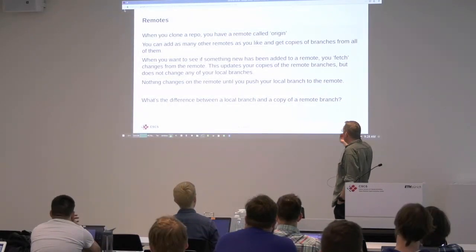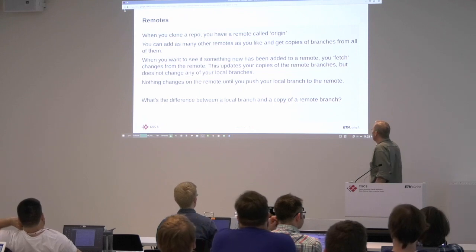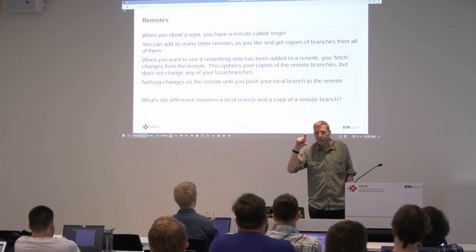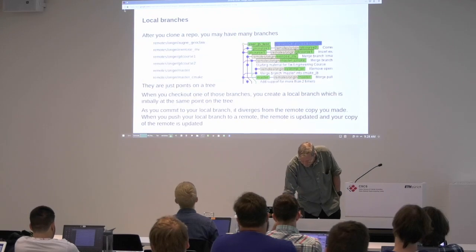And what's the difference between a local branch and a copy of the remote branch? It's really this business of having the ref in that Git repository, in the .git subdirectory.